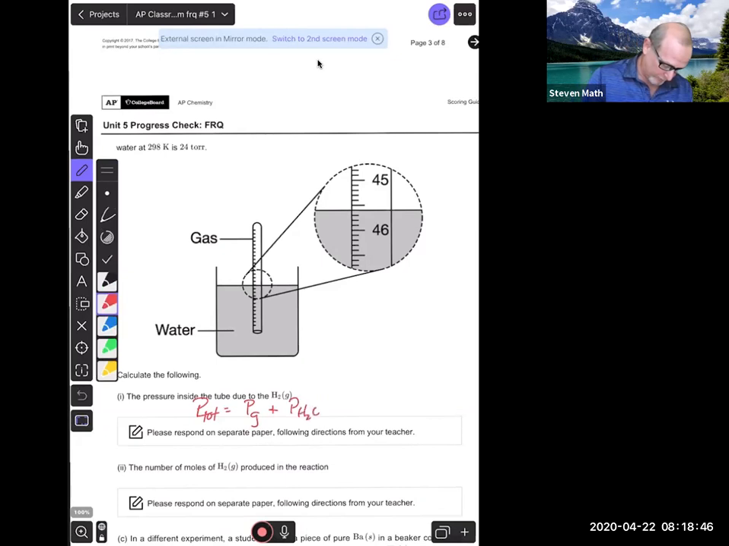So the pressure of the gas is going to be the atmospheric pressure, 765 torr, minus 24 torr. So the gas pressure is 741 torr.